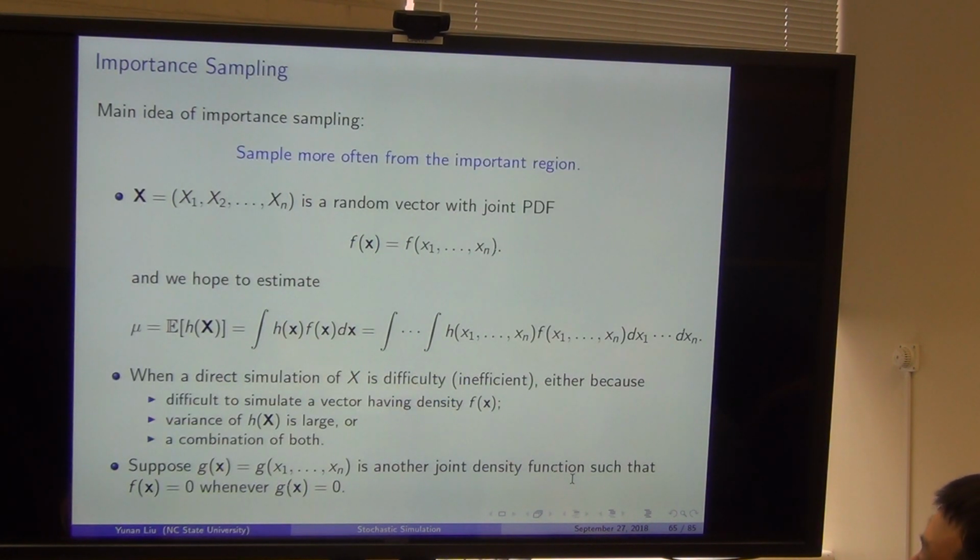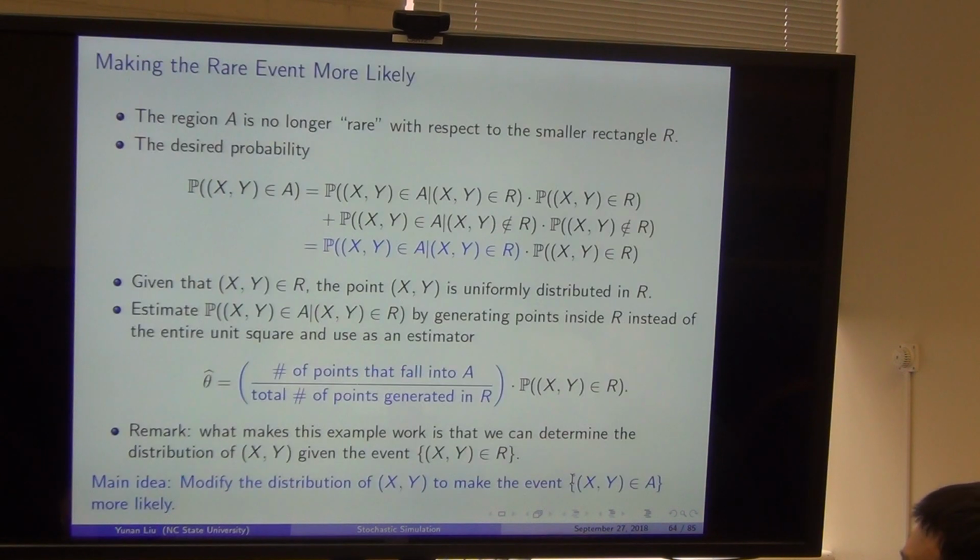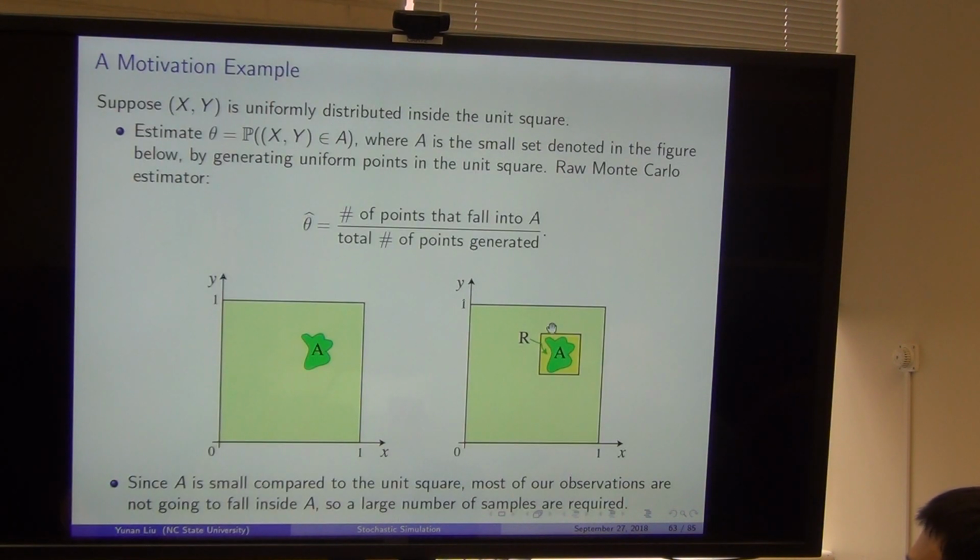Here is the general framework, called importance sampling. The main idea here: sample more often from the important region. So here, what is the more important region? Sample more often in this region. In general, we sample more often there, and less often in the non-important region. This example is extreme. We only sample in this region. We do not even sample in the non-important region. This is the non-important region, this is the important region. But the general idea is to sample more often here and less often here.